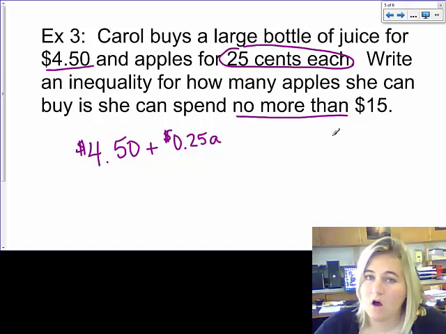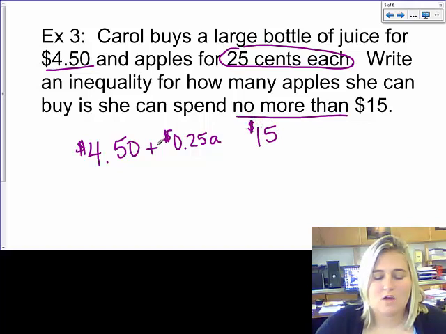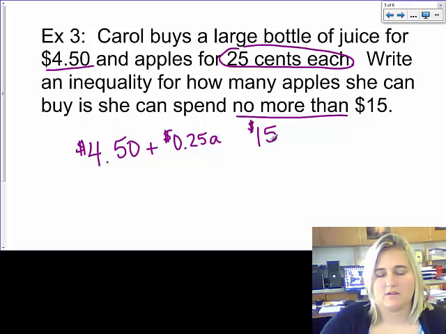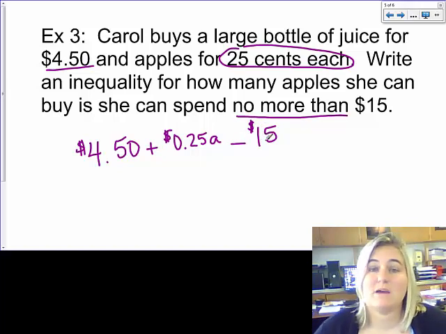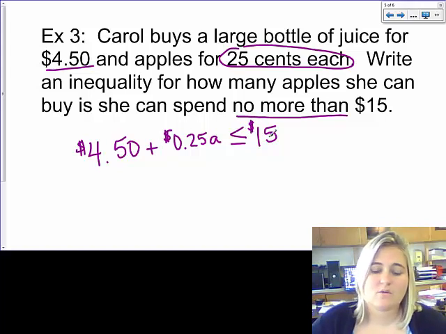She can spend all of that $15, but because she doesn't have any more money than that, that's as much as she can spend. So I know that 15 is going to go over here. I have to have a symbol letting me know that that's the most that she can spend. So she can spend 15, so I would say it could be equal to. Can she spend more than 15? No. So this can't be greater than 15. It must be less than or equal to $15. And that's your final answer on that one.